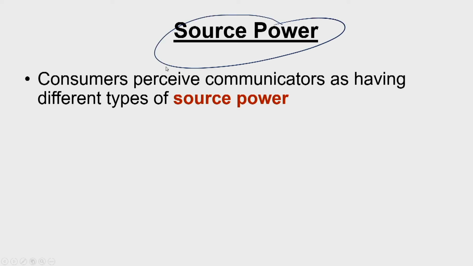So, another variable is source power. Now, consumers perceive communication as having different types of source power. Whenever a message is given, most consumers think or know that the source has some kind of power, some way to control the message and the people looking at the message. The more the consumer believes that the source has some power to change or control the way people perceive these ads or act upon the messages of the ad, the more they are likely to fall in line with whatever the message is saying.